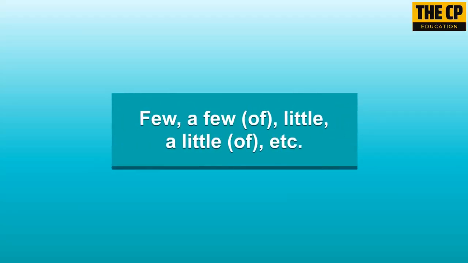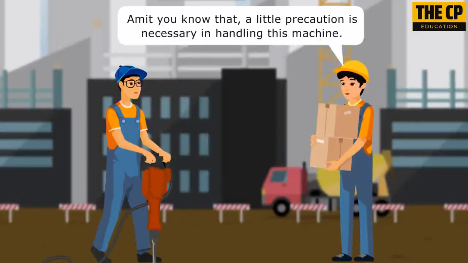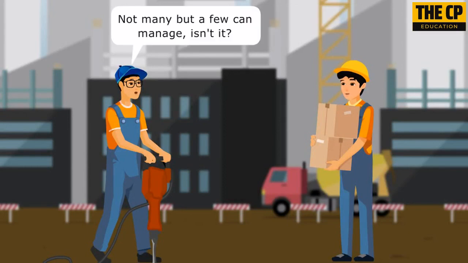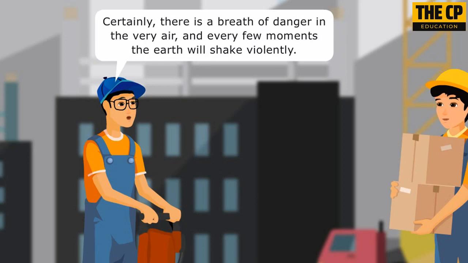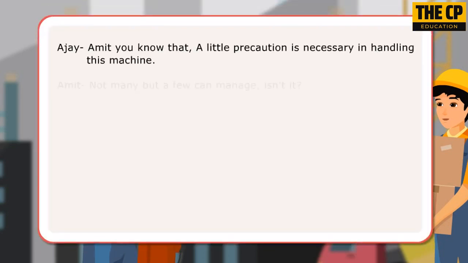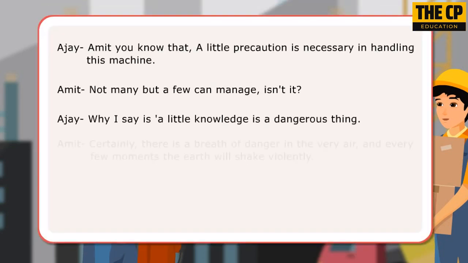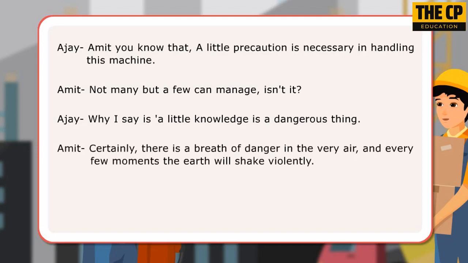Few, a few of, little, a little of, etc. Amit, you know that a little precaution is necessary in handling this machine. Not many, but a few can manage, isn't it? Why I say is, little knowledge is a dangerous thing. Certainly, there is a breath of danger in the very air, and every few moments the earth will shake violently. In the above conversation, we come across quantifiers to describe the quantity of countable or uncountable nouns.